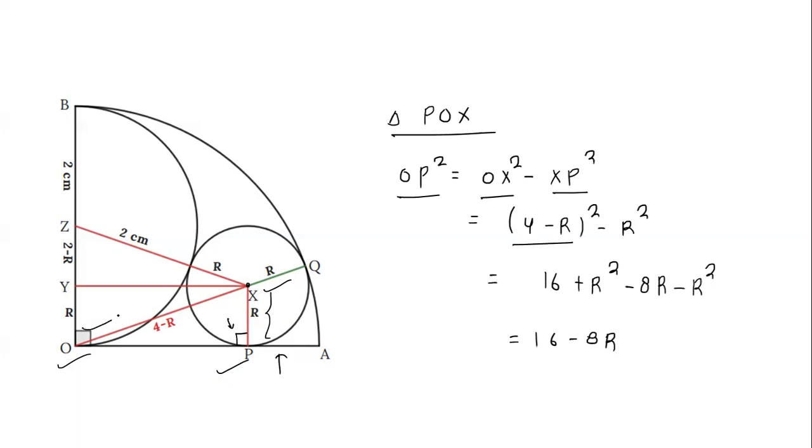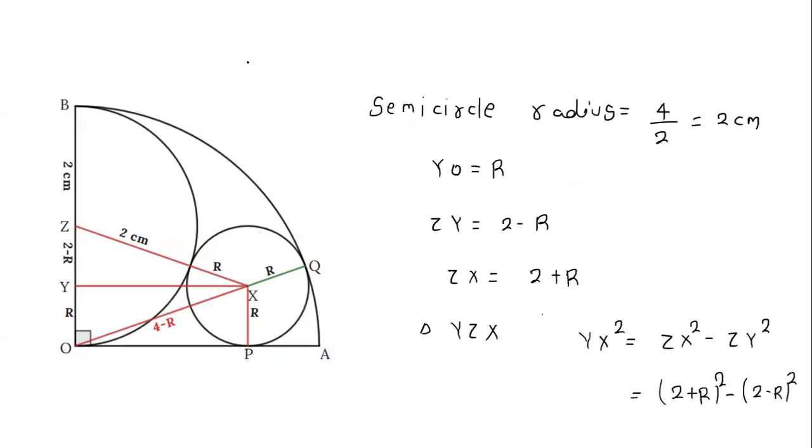OX we know is 4 minus R, so it's whole square, and we know this is capital R, so this whole square. After simplifying it will become 16 plus R square minus 8R minus R square. So this will cancel and it will become 16 minus 8R. So now we know the OP square value is 16 minus 8R.